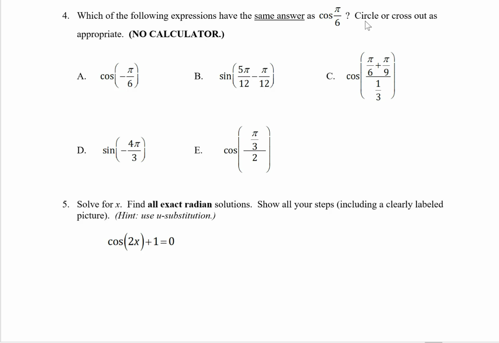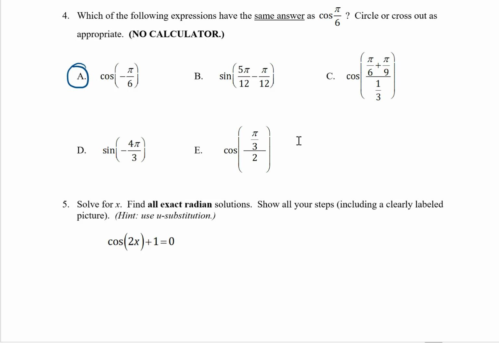Problem number 4. I have several expressions. I want to circle the ones that have the same answer as cosine pi over 6. Well, a few of them are easier to work out than others. In particular, part A, I know I can circle that right away because of the negative angle identity. The cosine of negative theta is equal to the cosine of theta because cosine is an even function. So I know that's the same.